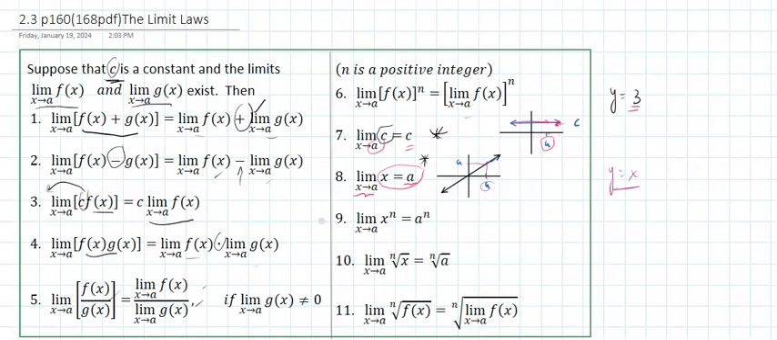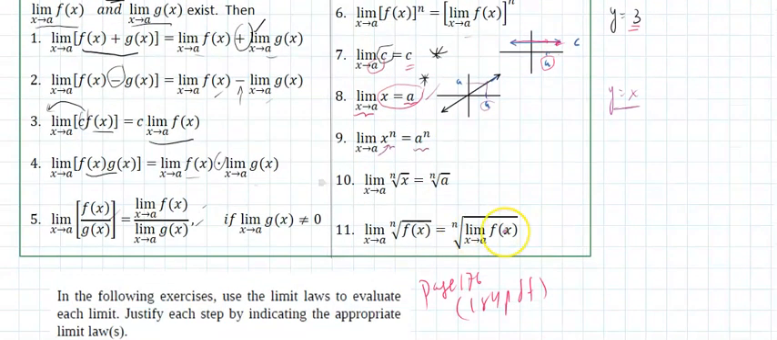And here, the limit of a power function is pretty much, you just plug that in, that'll be a to the n, because that works identical to this. The limit of a root function, you plug it in, and the limit of the nth root of a function is the nth root of the limit of the function.